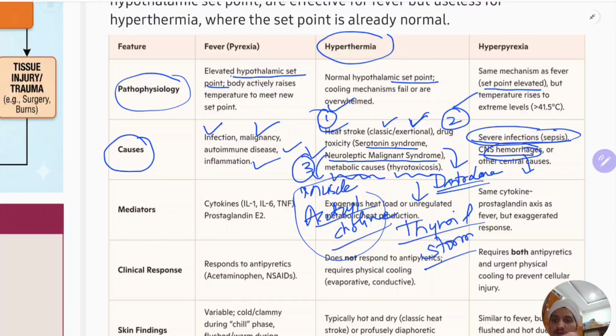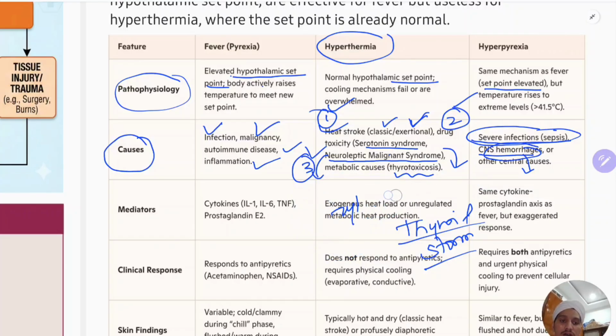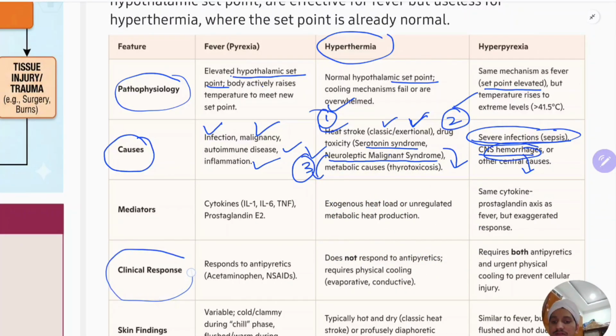Now how do you treat these patients? When you know the mechanisms, it is easy to treat. Fever will respond to antibiotics, paracetamol and NSAIDs. But hyperthermia will not respond to antipyretics because the hypothalamic set point is normal. So this requires physical cooling. What you will do, you will unclothe the patient, undress the patient fully, and dip the patient in lukewarm water or some cold water.